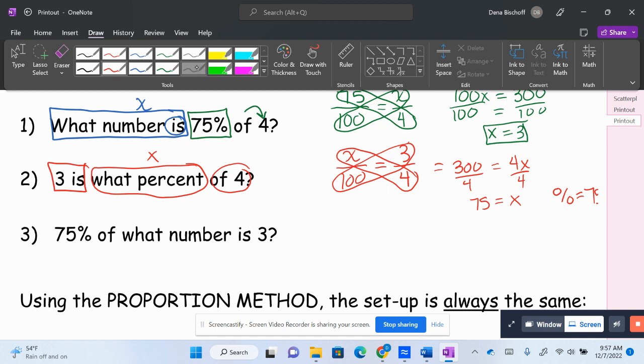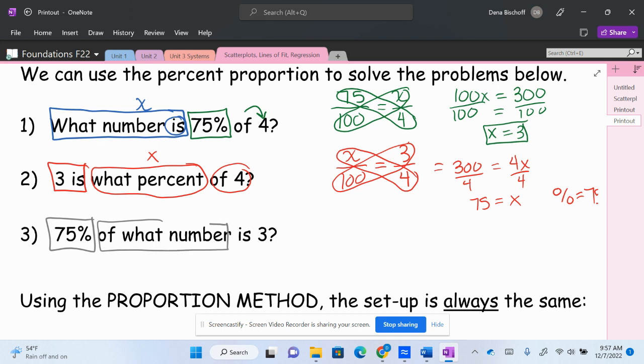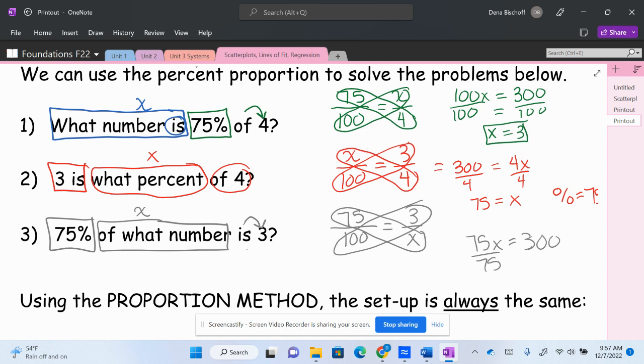Another way to write this is 75% of what number? So the of is now the variable, is 3. So 75%, 75 over 100 equals is 3 over of. I'm going to cross multiply. 75x equals 3 times 100 is 300. Divide both sides by 75. The number that I'm missing is 4.